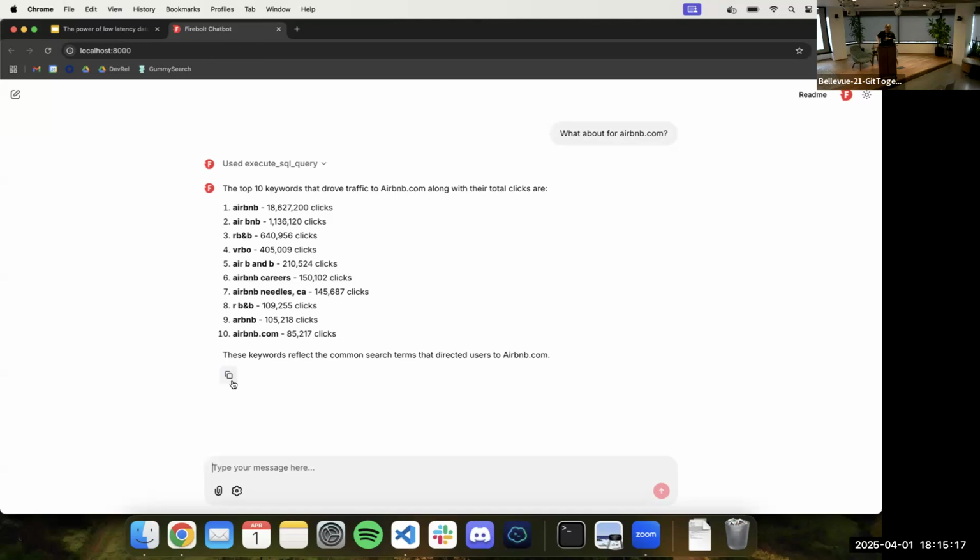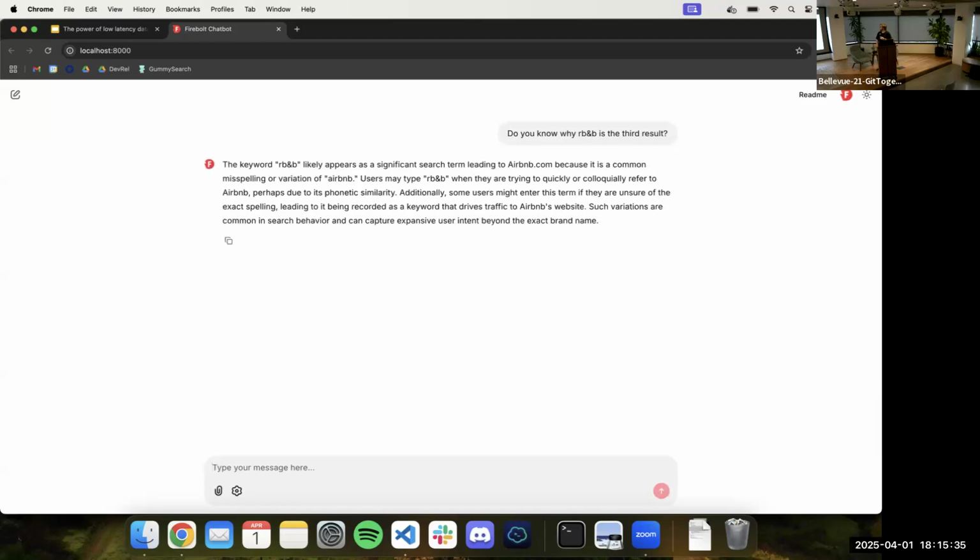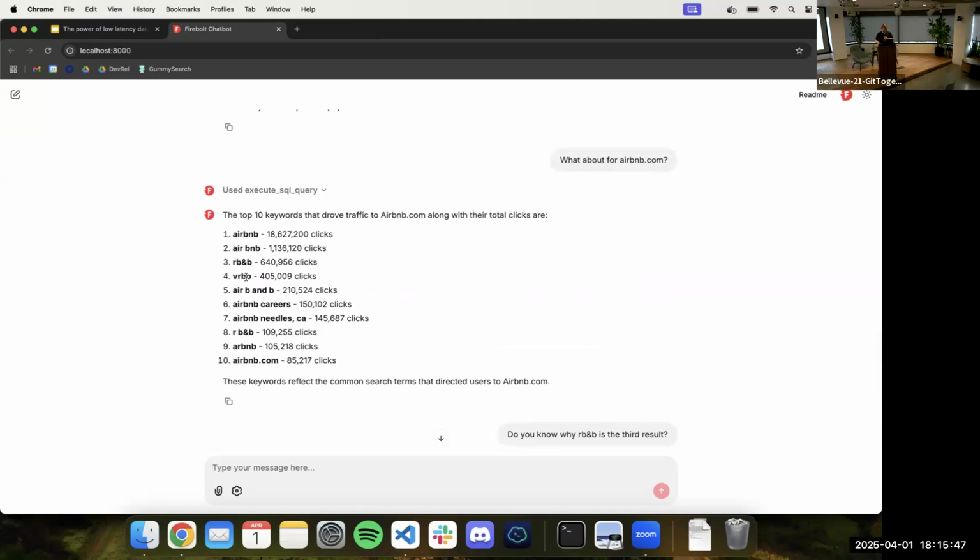I'm actually not sure what Airbnb is. Does anyone know what Airbnb is in this audience? No. No, why Airbnb? Let's see what the demo says here. Okay, it seems like ChatGPT is telling us that it's a common variation. Users may type it to colloquially refer to it. It's relatively interesting. And then we've got Verbo, for example. This is probably Airbnb running ads when you search for Verbo. They're going to try and target you.